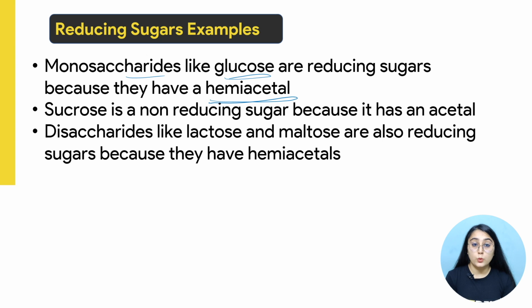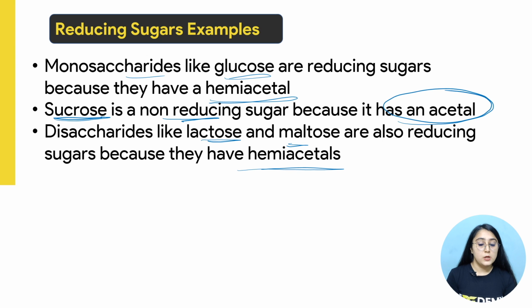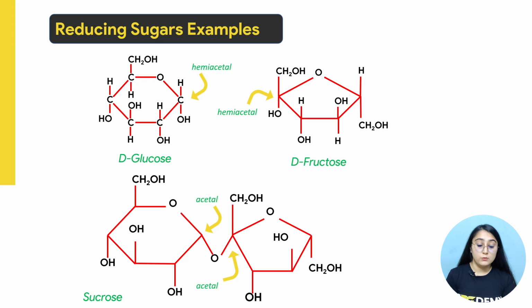It will also include disaccharides such as lactose and maltose because they also have a hemiacetal group. However, sucrose, even though it is a disaccharide, is a non-reducing sugar because it contains an acetal group. So let us look at the structures to make it even more clear.